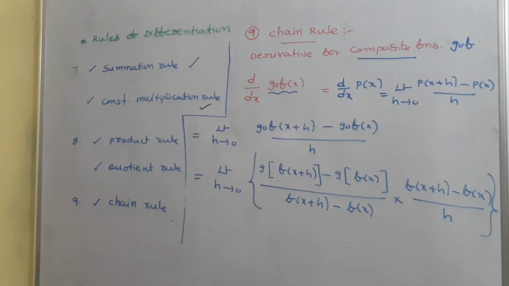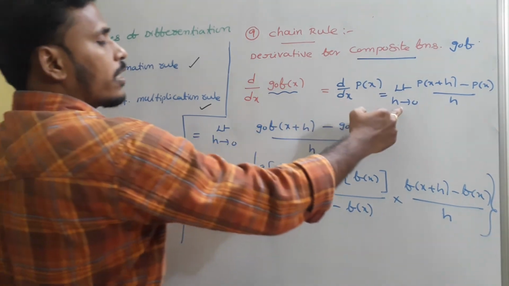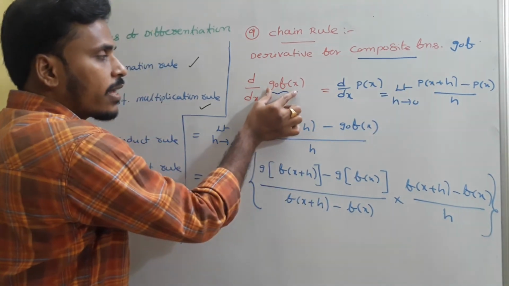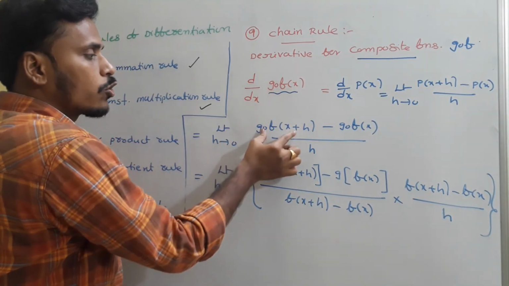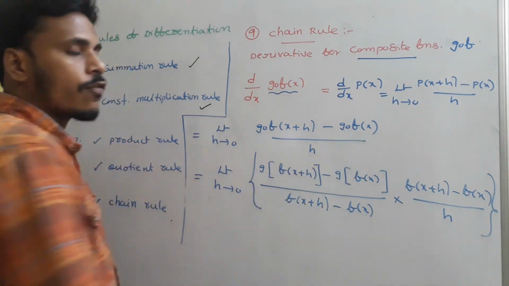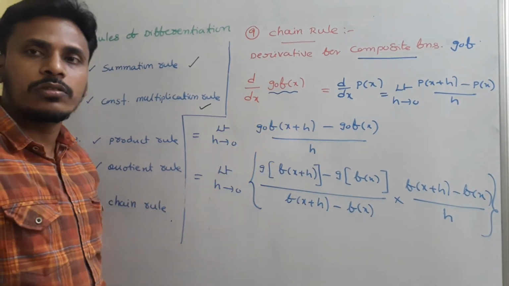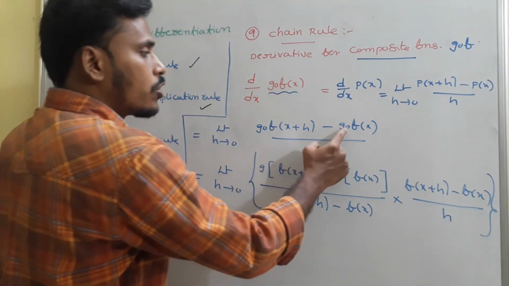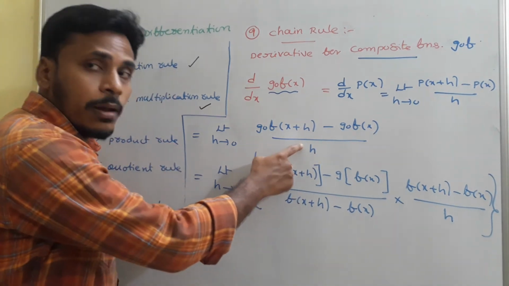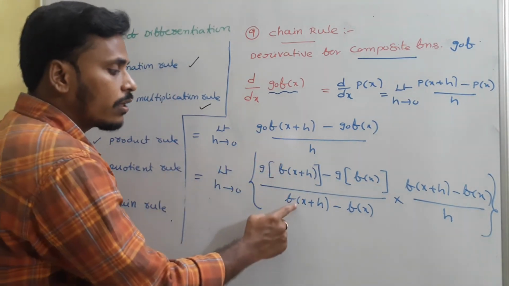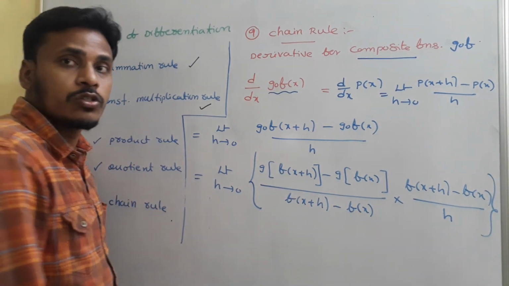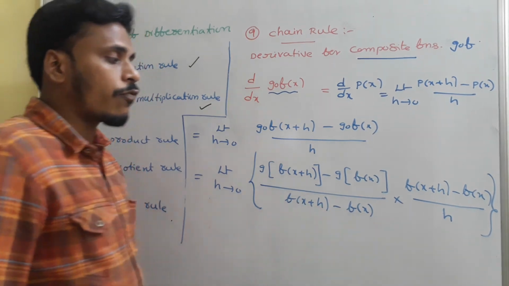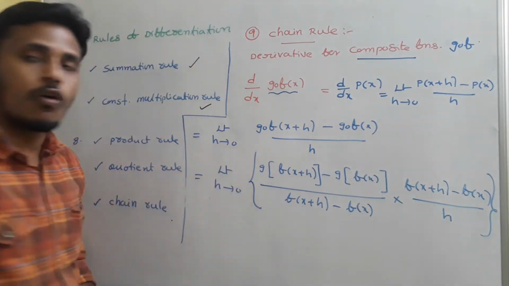If you apply the definition for this p of x, then limit h tends to 0, p of x plus h minus p of x by h. P of x plus h is replacing x with x plus h in this composite function. So g circle f of x plus h, and this is g circle f of x. As we learnt in composite functions, g circle f of x plus h is g of f of x plus h, minus g of f of x, by h. But I am dividing it by the difference of f values and multiplying with the difference of f values. That means f of x plus h minus f of x, into f of x plus h minus f of x by h.